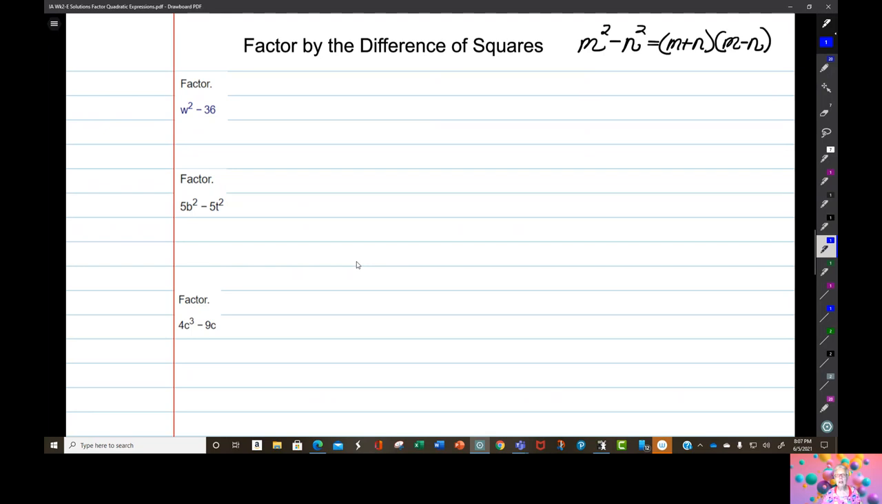We are going to factor by the difference of squares, and here's the formula. If you have some number m raised to the second power minus some number n raised to the second power, then that will equal m plus n times m minus n. And these, anything in this form, is called conjugates. Conjugates are going to play a very important part in your life.